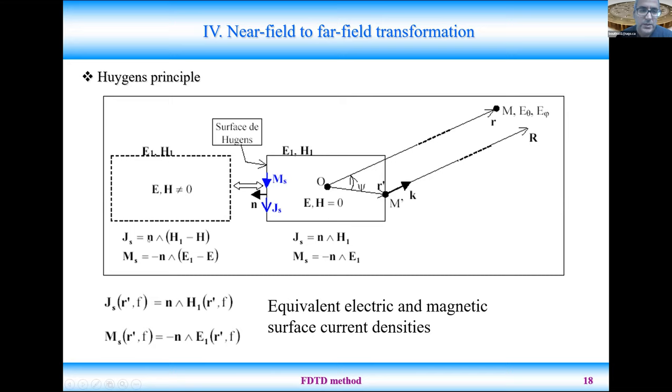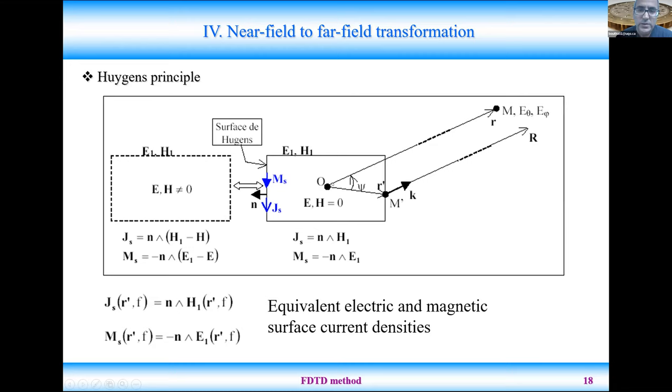In this problem, the electric current density and the magnetic current density are given by this relation. That's the original problem, which we say is equivalent to this problem, where the electric current density is given by this relation, and the magnetic current density is given by this relation. So E1 and H1, we know them based on this result here. So we can use a closed surface, and we can have the value of E1 and H1. Based on that, we have JS and MS.